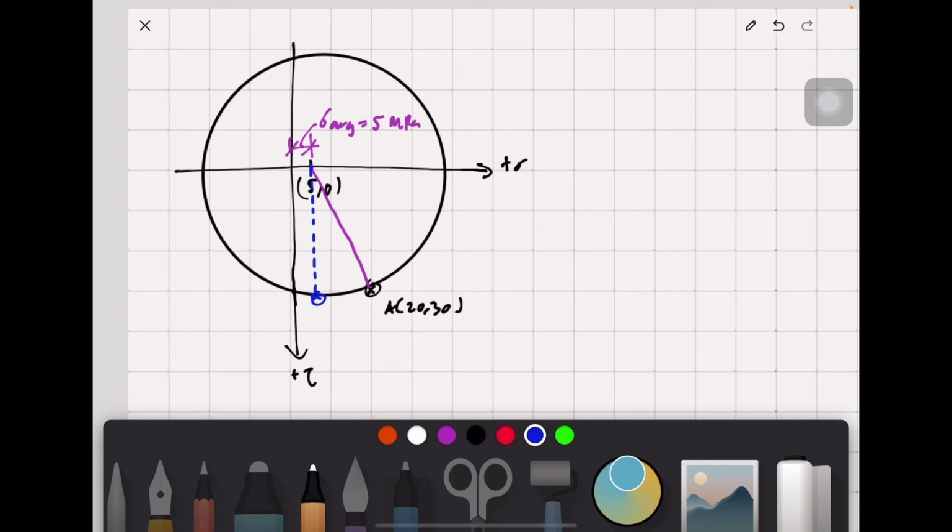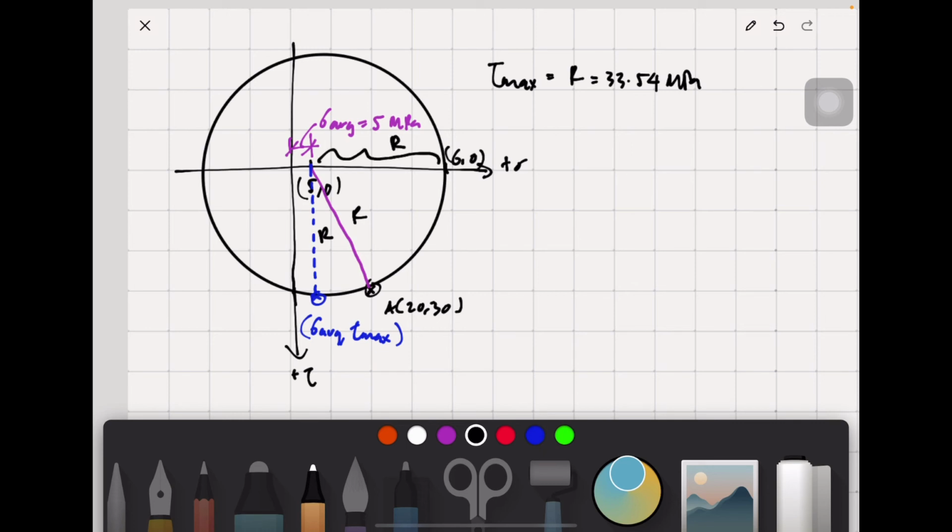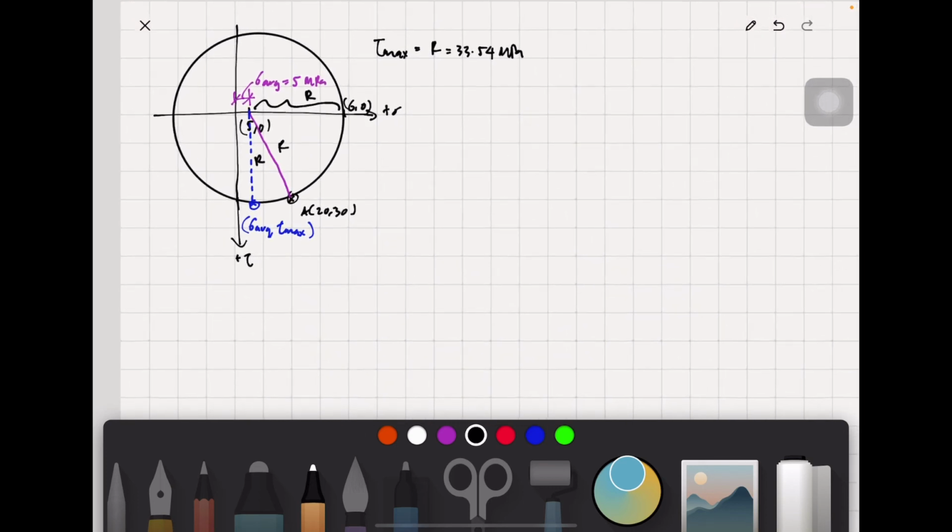So we can call this tau max, the coordinate for this. And from our previous calculation, we simply have our tau max is equal to R, which is 33.54 megapascal. So basically this is the radius, the blue dotted line, sorry, the radius from the center point to sigma 1, 0. Also we can call this the radius, which is along the circle that is the furthest point from the top and the bottom of our circle.